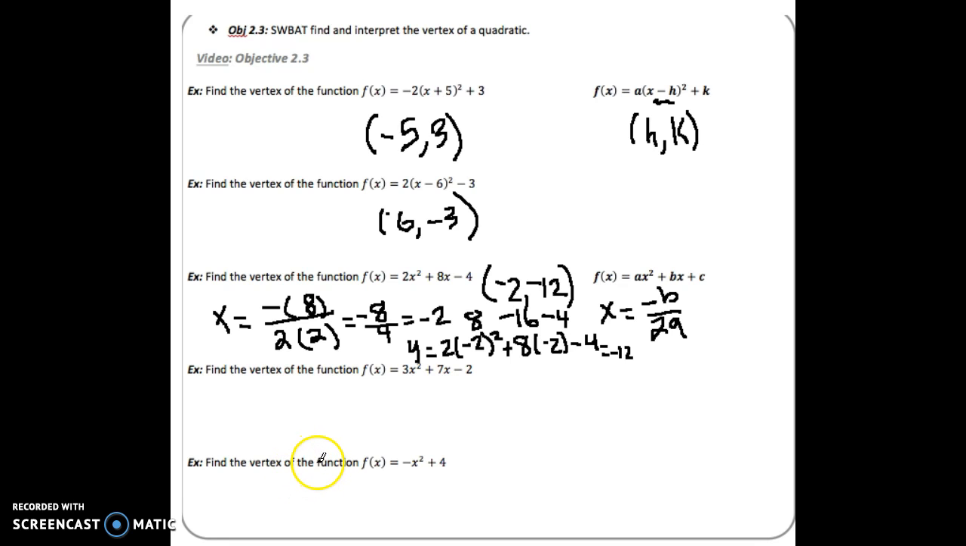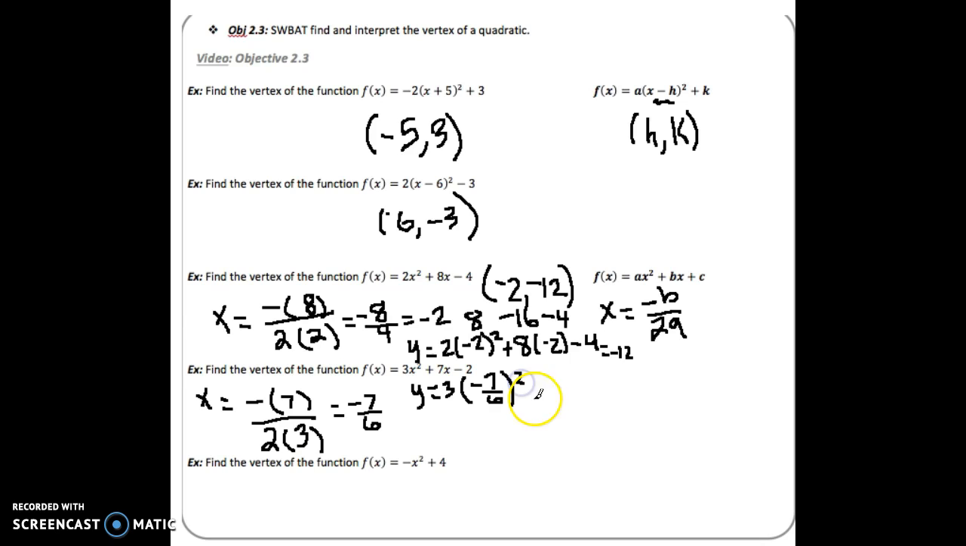So for our next one, same idea, finding the vertex of something that's in standard form. So I find my x coordinate first, so it's negative, whatever b is, over 2 times whatever a is. So our b is 7, our a is 3. So we're going to get negative 7 over 6. So again, to find the y coordinate of the vertex, I'm just going to simply plug in here. So my y coordinate is going to be 3 times negative 7 over 6 squared plus 7 times negative 7 over 6 minus 2.